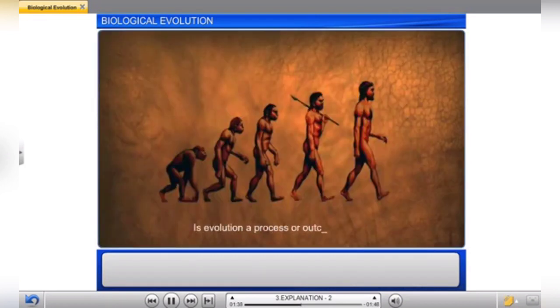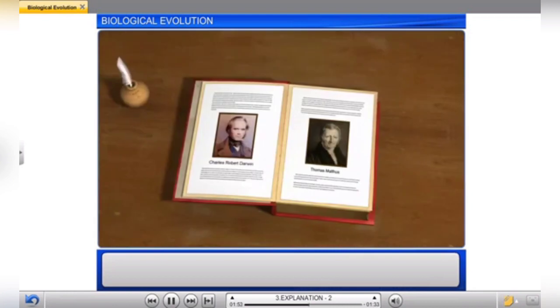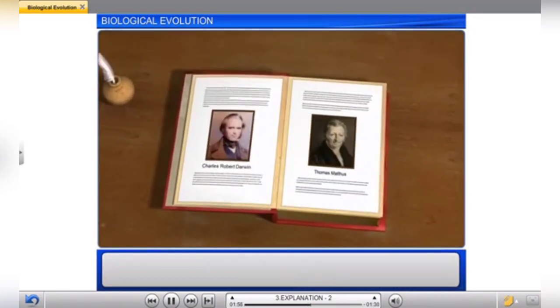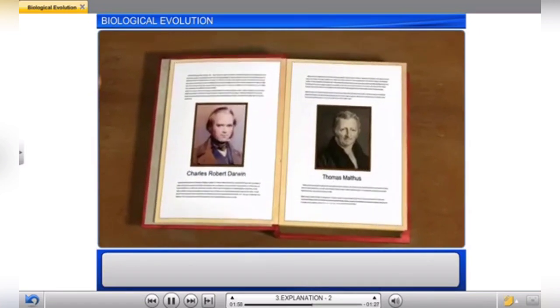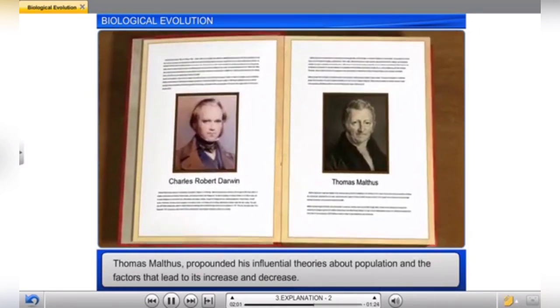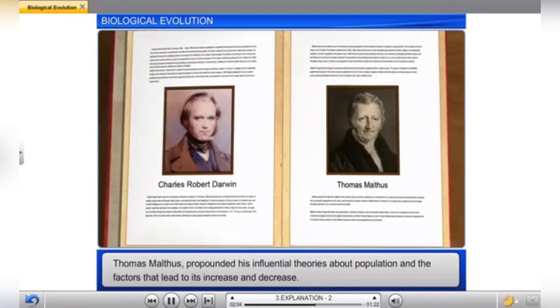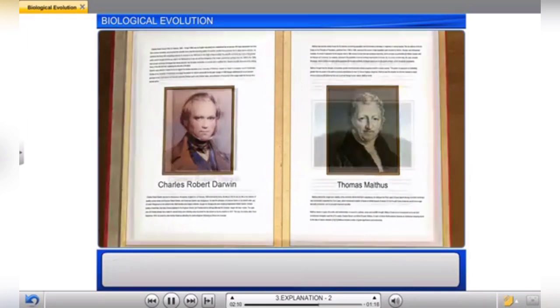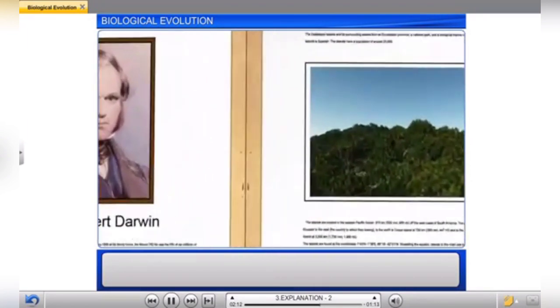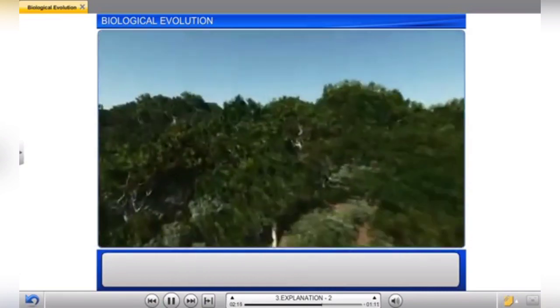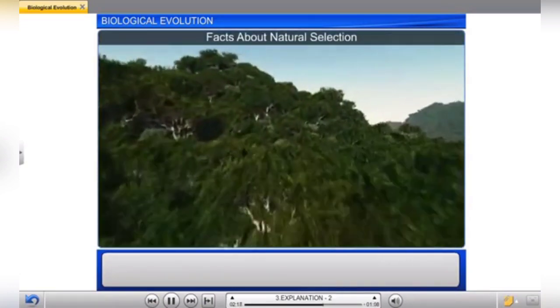Evolution has always generated a lot of debate. In fact, no one has been able to say with certainty whether evolution is a process or an outcome of a process like natural selection. Around the time when Darwin proposed the theory of evolution, a British scholar and economist, Thomas Malthus, propounded his influential theories about population and the factors that lead to its increase and decrease. Malthus's thoughts impacted Darwin, and he concluded that natural selection in population was also based on certain facts.